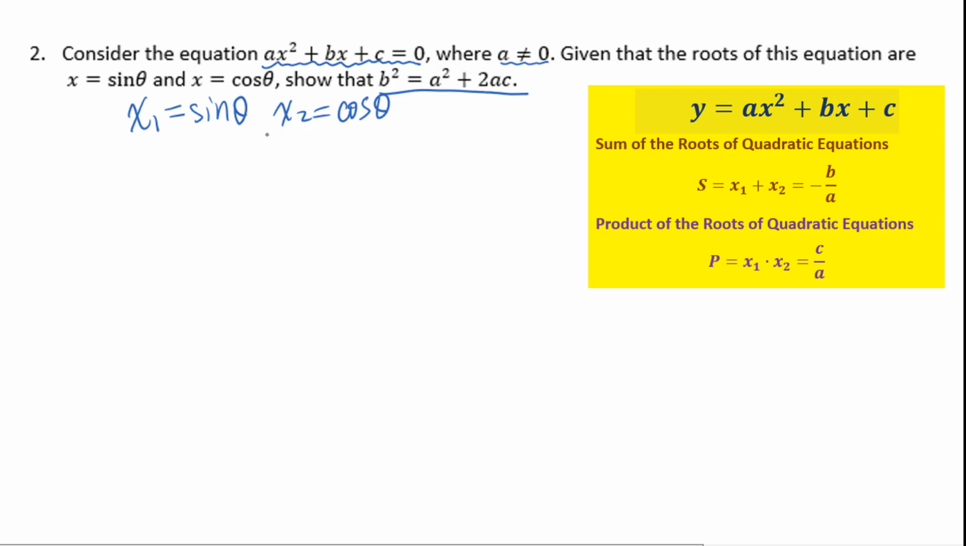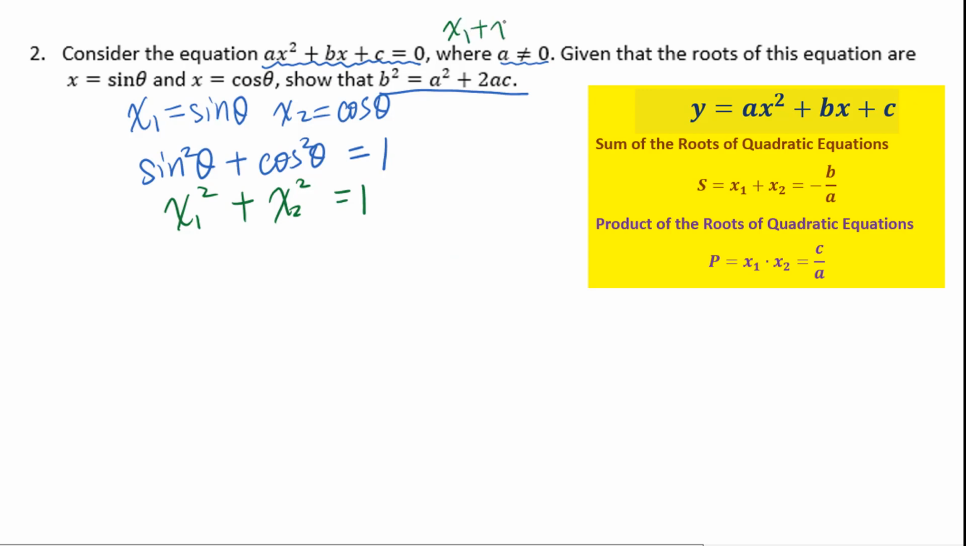We know the property of sine theta and cosine theta, that is sine squared theta plus cosine squared theta equals 1. In other words, we get x1 squared plus x2 squared equals 1. From the quadratic function, we do know x1 plus x2 equals negative b over a, and x1 times x2 equals c over a.